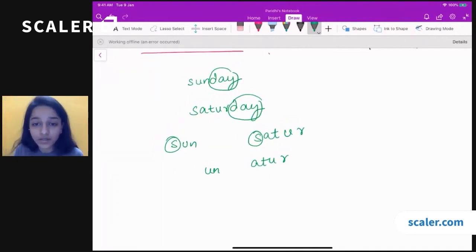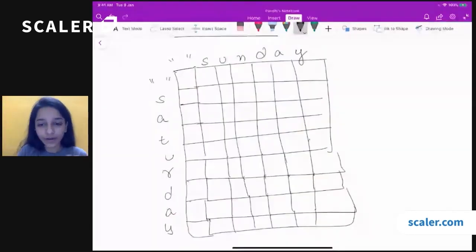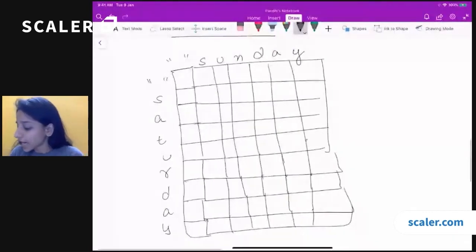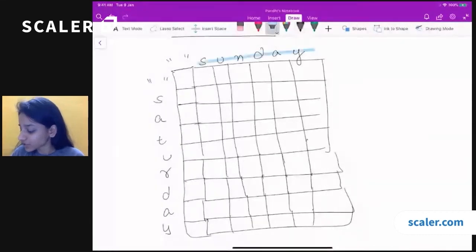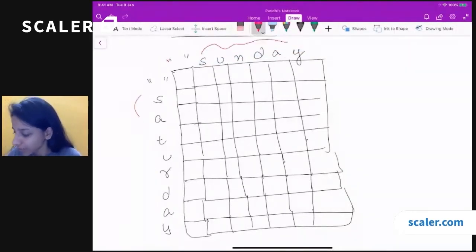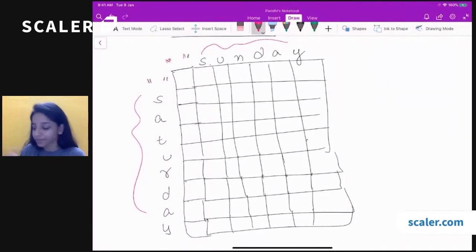Guys, here we are going to do it using 2D DP, the bottom up approach. We are trying to convert this string to this string. Let's see how we'll proceed. We have to consider the empty cases as well. Let's say this string is empty, so this is that case, and let's say this string is empty, so this is that case.